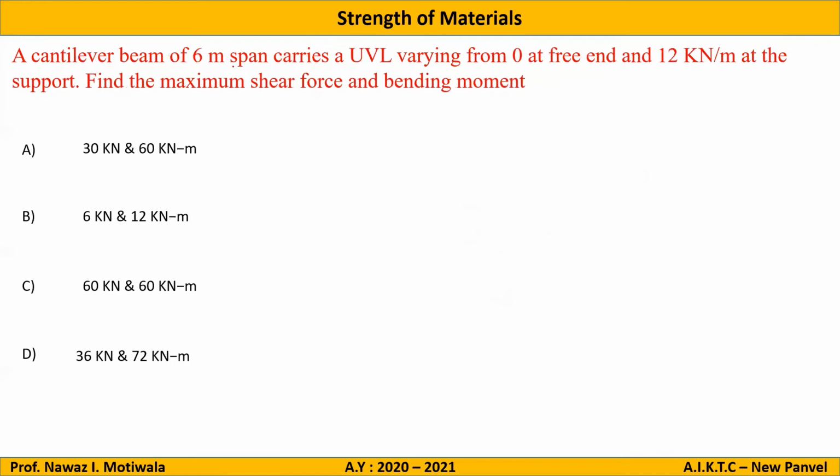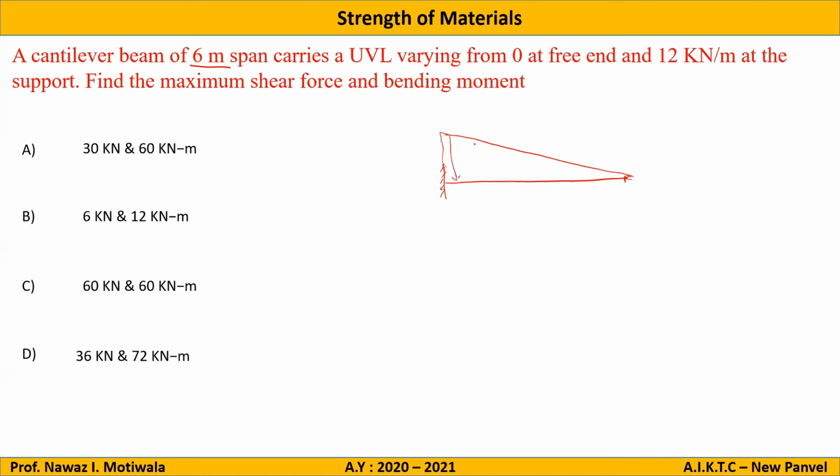Next question. A cantilever beam. Cantilever beam means it is fixed here. It carries a UVL that is 0 at the free end and 12 at the support. So it is like this: 0 at the free end and 12 at this particular end.